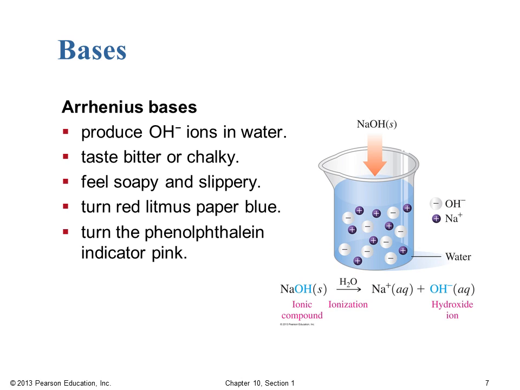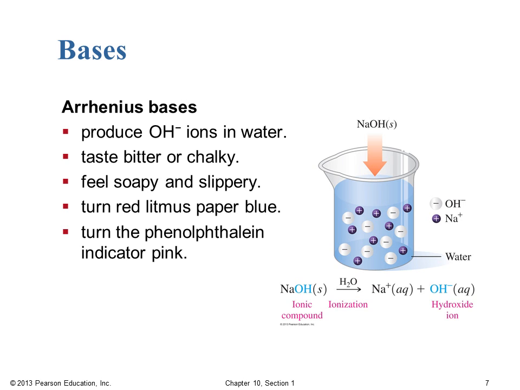We also have bases, and so we have a definition for an Arrhenius base. An Arrhenius base is able to produce OH minus ions in water. You can see the chemical reaction on the bottom of the slide. You see NaOH. The main thing with Arrhenius bases is that they're going to contain that OH ion. That's one of the easy ways to recognize you have an Arrhenius base.